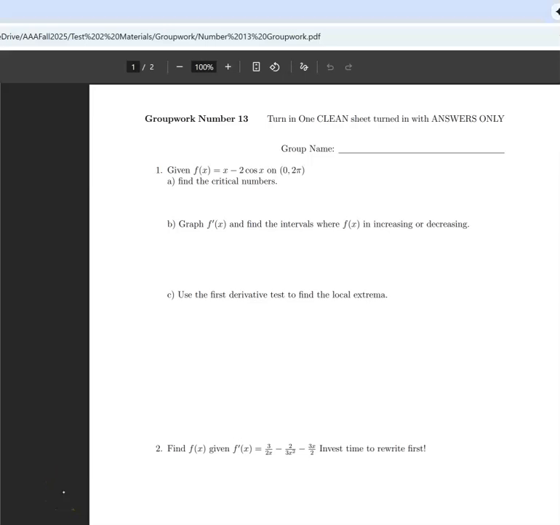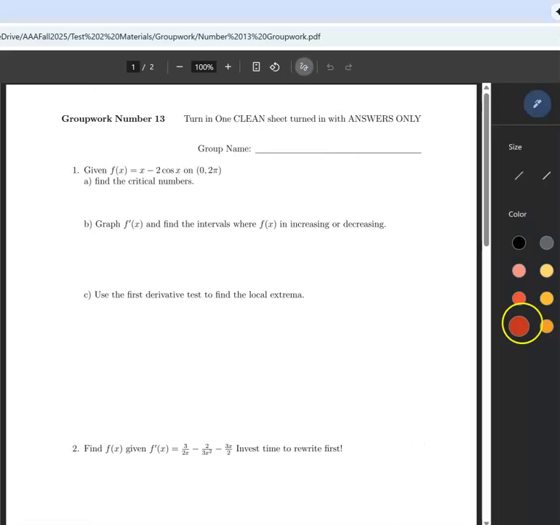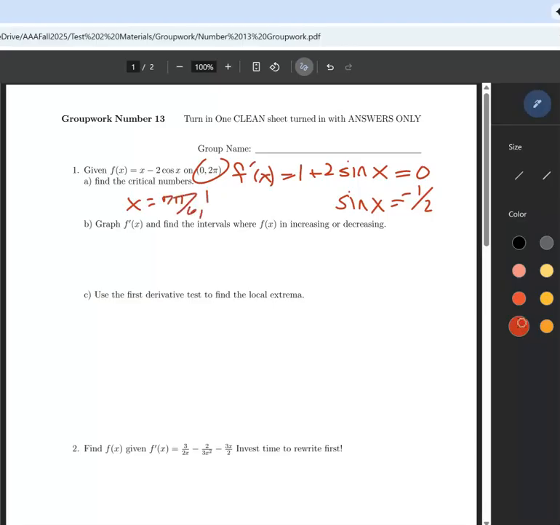Finding the critical numbers first means finding where the derivative equals 0 or doesn't exist. This one is just going to have where the derivative equals 0, because you know that this always exists. So if I set this equal to 0, I get sine of x is negative 1/2. I'm just looking between 0 and 2 pi, so that means I'm looking at 7 pi over 6 and 11 pi over 6.